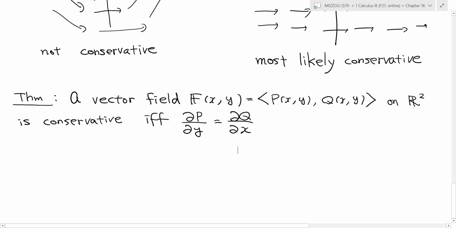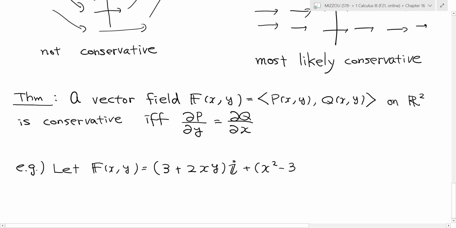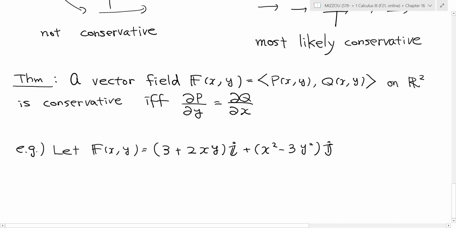So for example, here's an example. Let f of x,y be (3 + 2xy) i plus (x squared minus 3y squared) j. I use i,j notation. You have to get used to both notations. Now the question is: is f conservative?